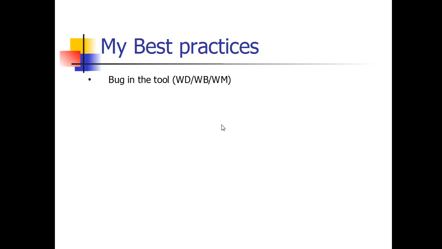Let's have a look at what to do when you find what you think is a bug in one of the tools, either WinDev, WebDev, or WinDev Mobile. The first thing to do is to isolate the bug. You want to make sure that the bug is coming from the tool and not from some other code. For that, you have to simplify the problem.